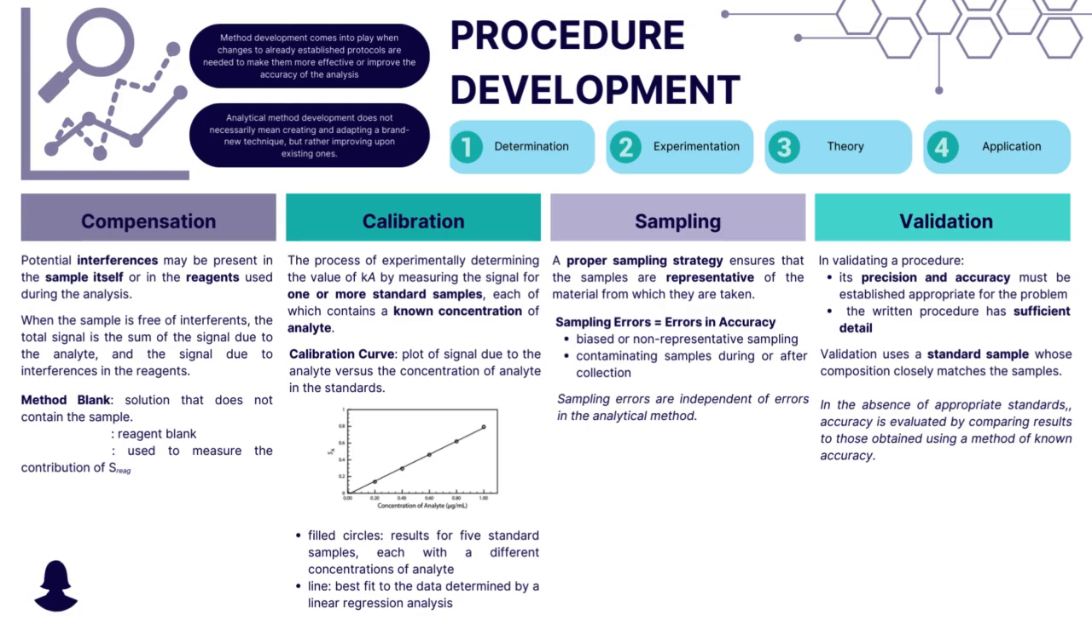To measure the contribution of reagents, use a method blank or reagent blank, a solution that does not contain the sample. However, method blanks cannot compensate for interferences in the sample matrix. If we happen to know the interference's identity and concentration, then we can add it to the method blank. But this is not a common circumstance, therefore we find a method for separating the analyte and interference before continuing the analysis.